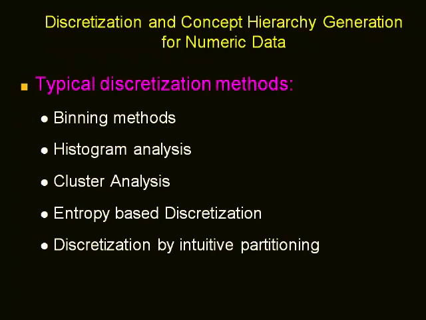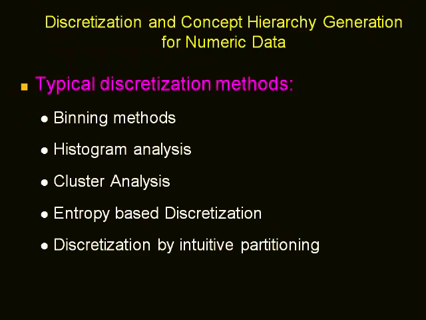Now we discuss different kinds of discretization methods. Typical discretization methods are binning methods, histogram analysis, cluster analysis, entropy based discretization, and discretization by intuitive partitioning. Binning methods: top-down split techniques based on a specified number of bins are used here.